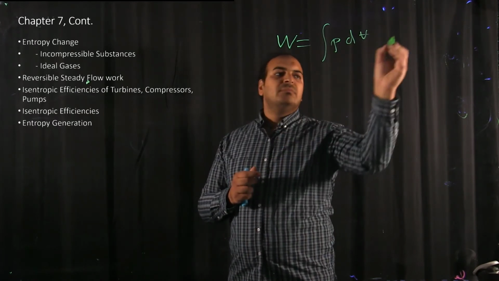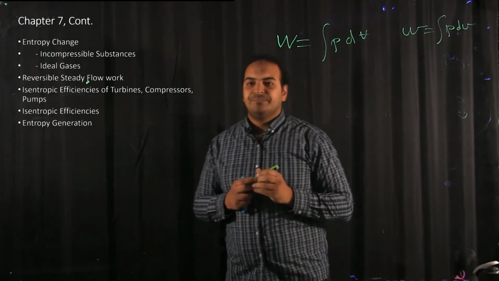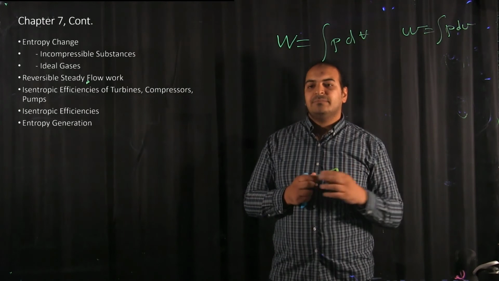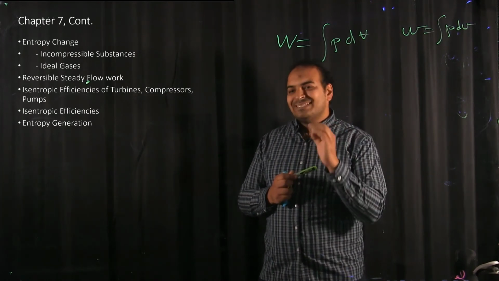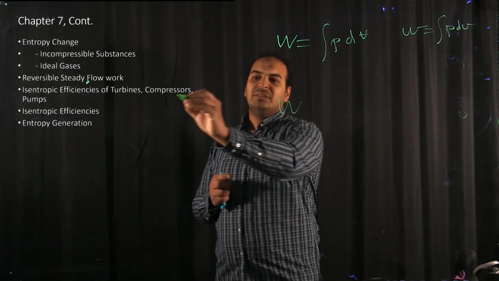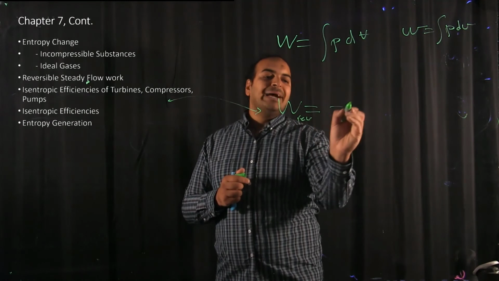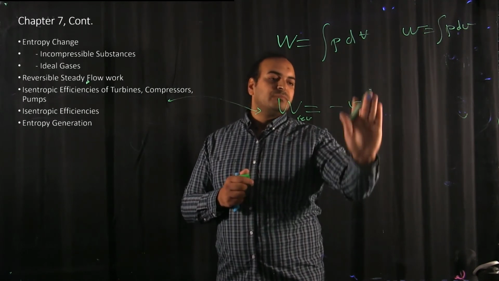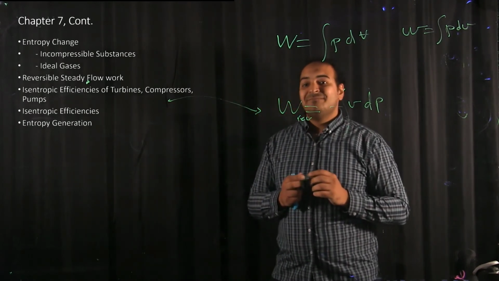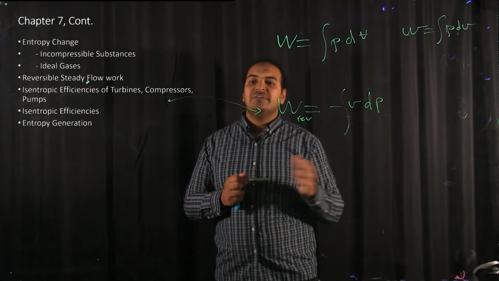Reversible boundary work is always P dV, work per unit volume, P delta V, specific volume. This is always correct, closed system or open system. But for a reversible steady flow open system, the work is W reversible equals minus V dP. Minus V dP is only for an open system and reversible.